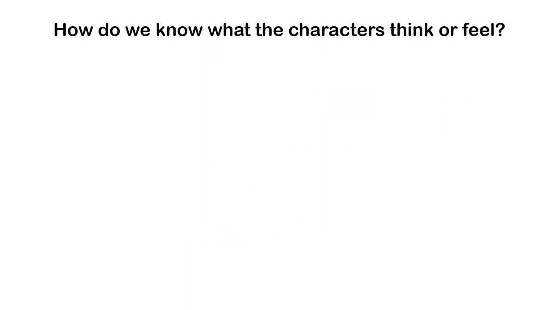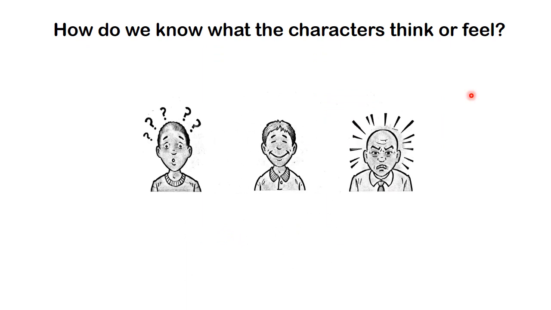Grade 7. How do we know what the characters think or feel? This is indicated by the expressions on their faces. Now let's look at the expression on this boy's face. We see that his eyes are huge. We see that his eyebrows are lifted, and most probably he is saying, "Oh." There are also question marks around his head. All of this tells us that this boy is confused.